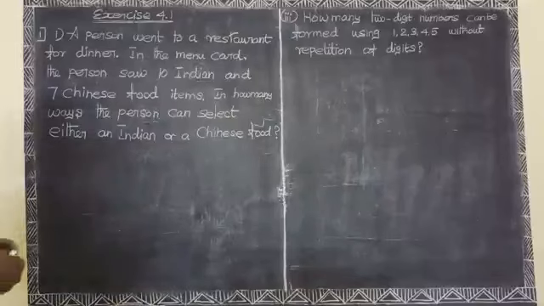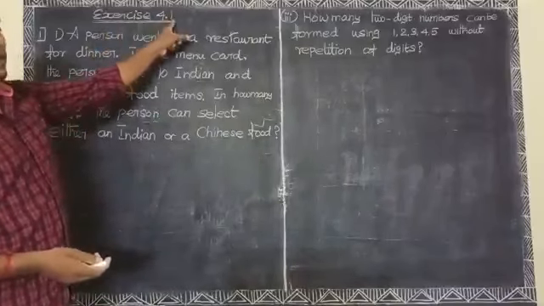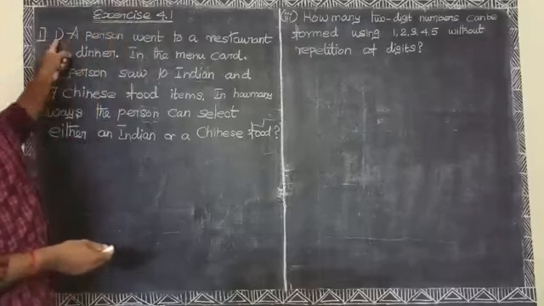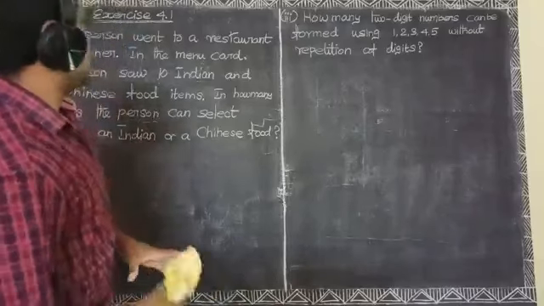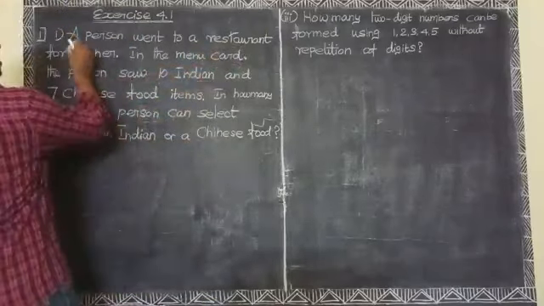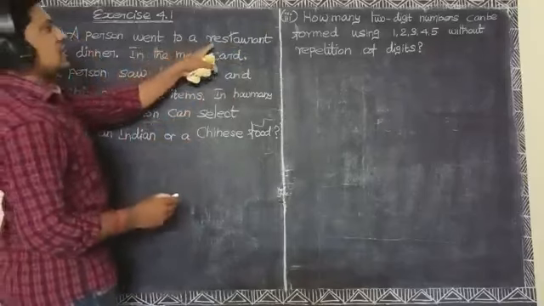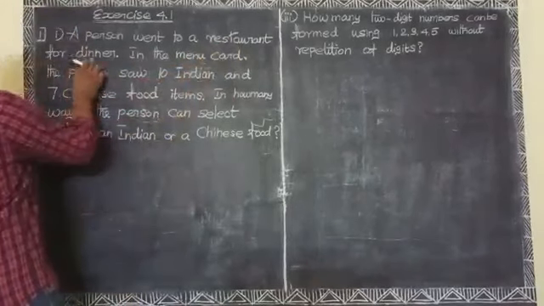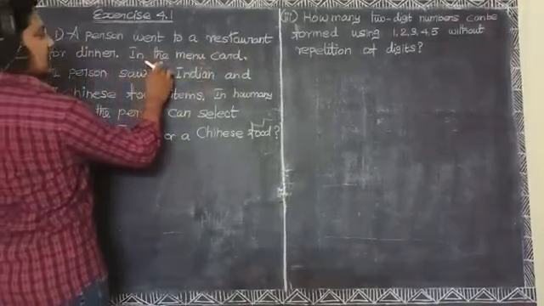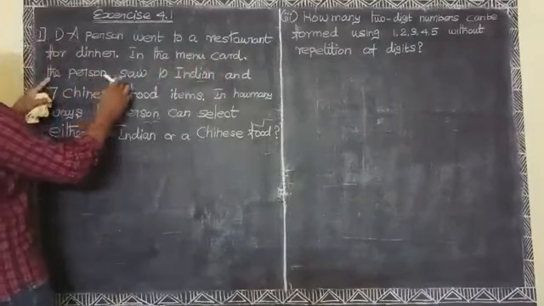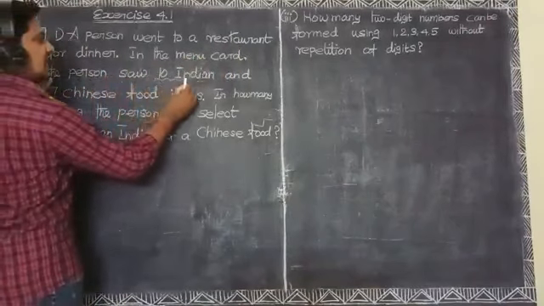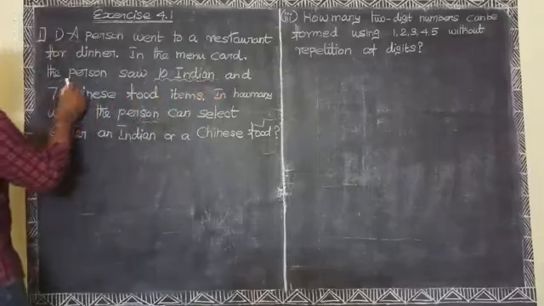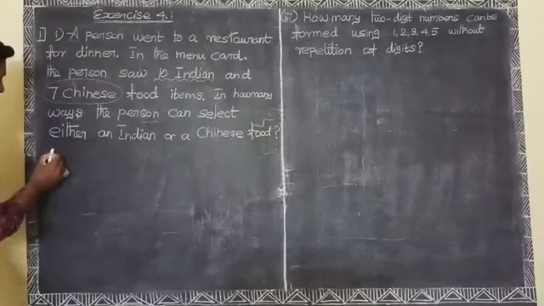Hi students, exercise 4.1, the first question, first subdivision. A person, a single person, went to a restaurant for dinner. In the menu card, the person saw 10 Indian and 7 Chinese food items.